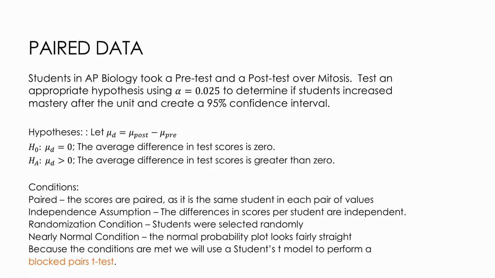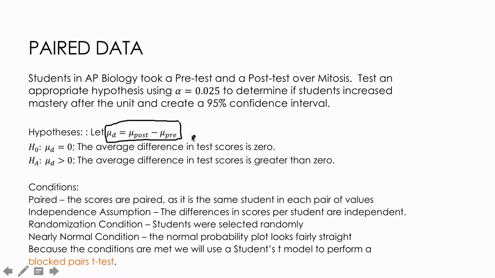So we're looking at the AP Biology pre-test, post-test, and we're using an alpha level of 0.025, and we want to create an interval and do a hypothesis test. So we're going to do the test first. Notice here, I have chosen to let my mean of differences equal my post-test minus my pre-test.